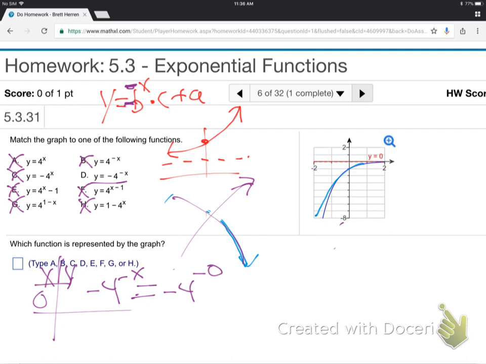Negative 4 to the negative 0. Let me give you 15 seconds. What is the answer to negative 4 to the negative 0? There's a lesson to learn here. Maybe 10 seconds. Negative 4 to the negative 0. You can't mess this up or it'll mess you up. What's the answer? Negative 1.